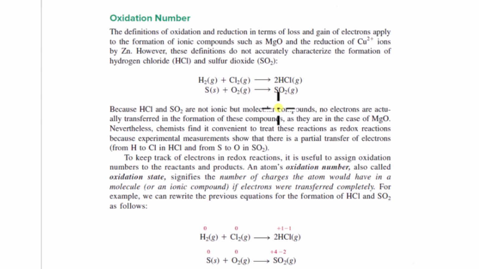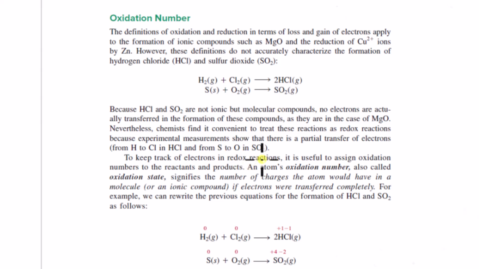Okay, but the issue is that it's more difficult to track electron shifting with respect to molecular compounds. It's not as easy as if you're dealing with ionic compounds. And so that's the whole purpose of oxidation numbers. Once you know how to quickly assign them to the atoms of any compound, they make it very easy to characterize the redox characteristics of any chemical reaction, even if a reaction involves all molecular compounds.